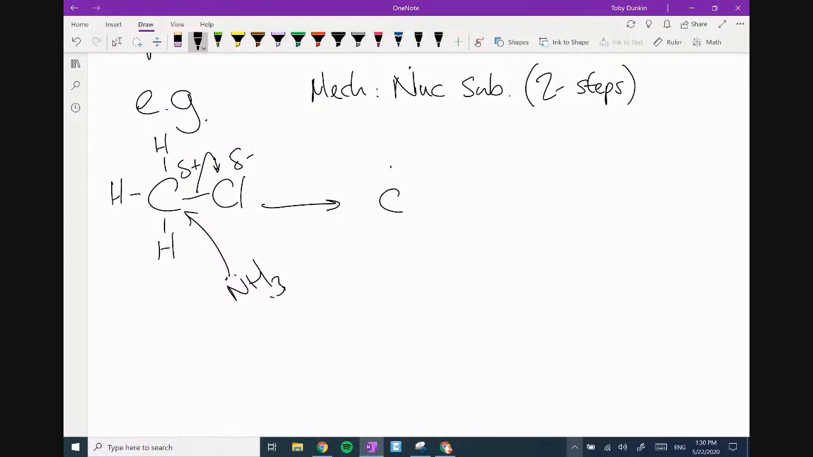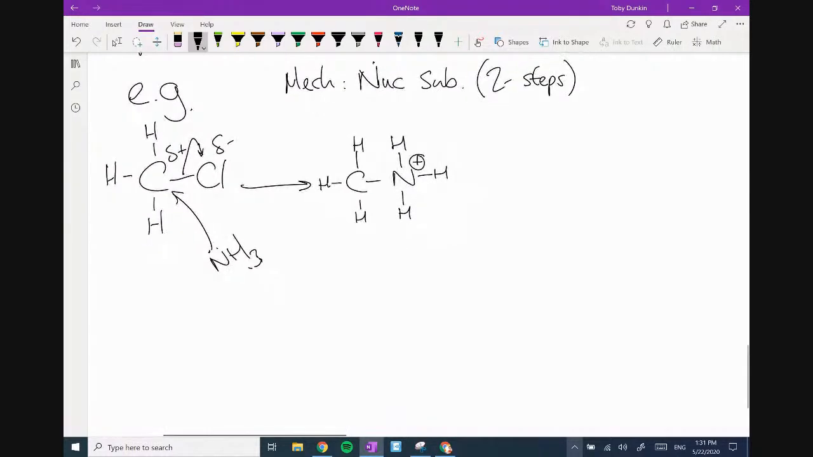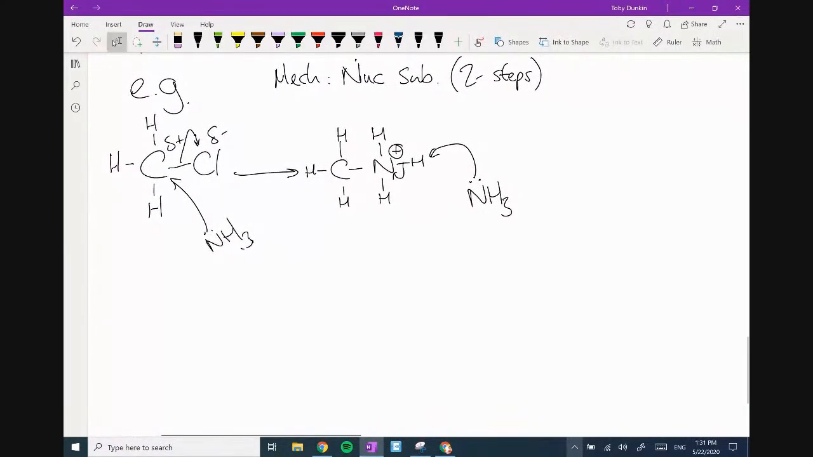Next, it's 2 steps because I'm going to form this intermediate. All bonds now must be shown. If you don't show your bonds, you'll lose a mark. And that's now N plus, circled. Second step, another ammonia comes along and acts as a base, and that rolls back. And we're done. So this is nucleophilic substitution with ammonia.